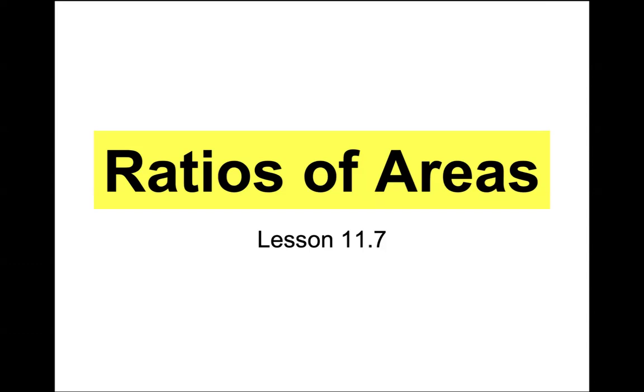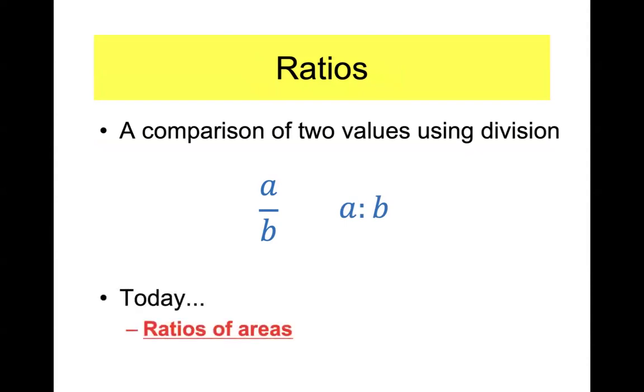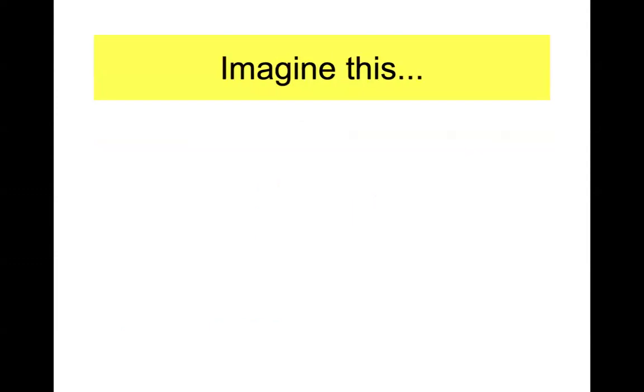All right, so here we go. Ratios. Remember, that's just a comparison of two numbers or two values using division. We're speaking of a fraction. So A compared to B, or A divided by B, the comparison is always division. Remember, ratios can also be written in colon form, A to B. We're going to see both of those today. So today we're going to do ratios of areas. So it's going to be a fraction that involves areas.